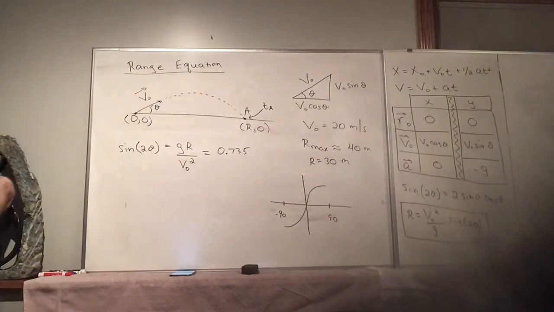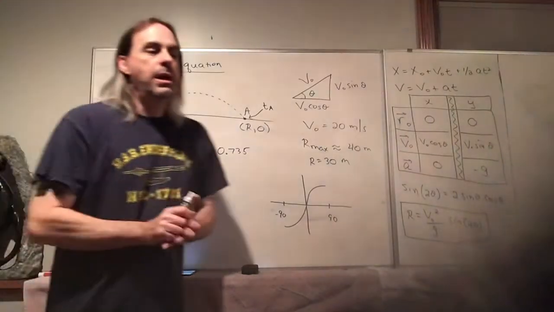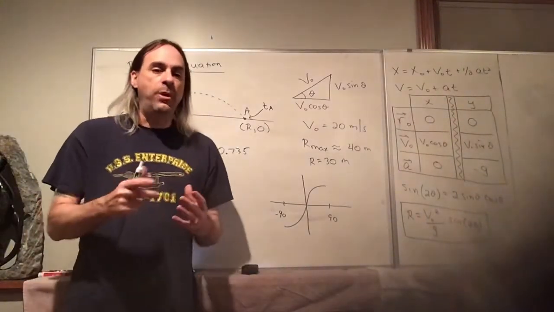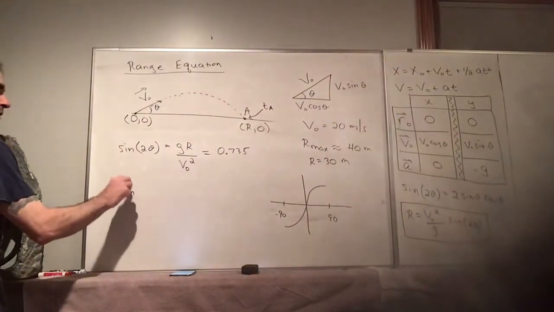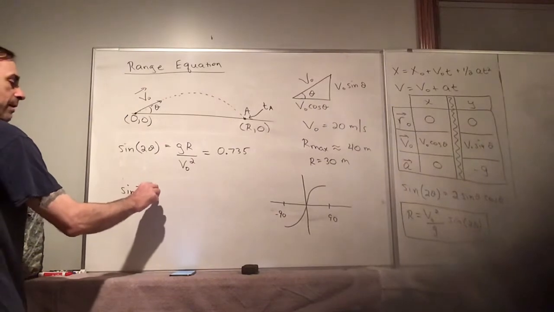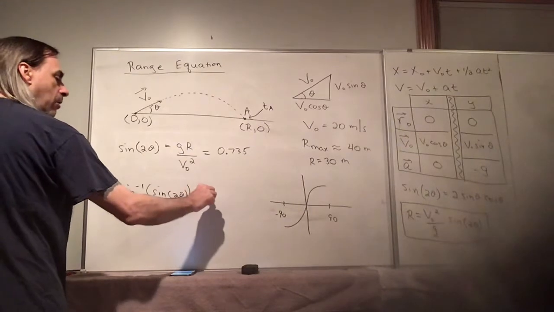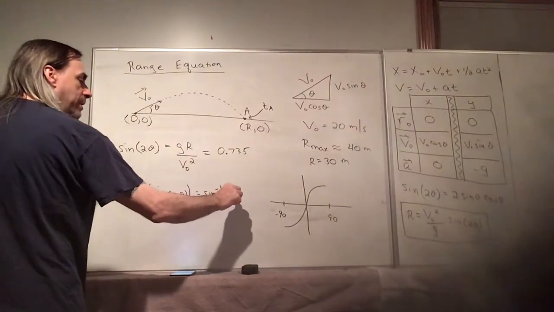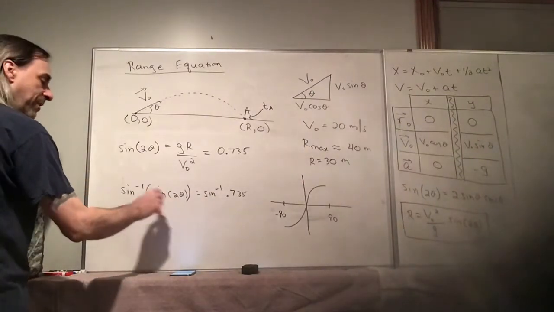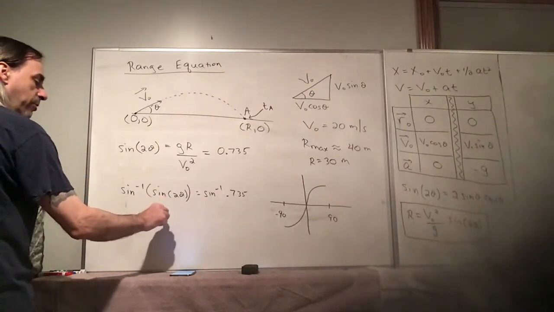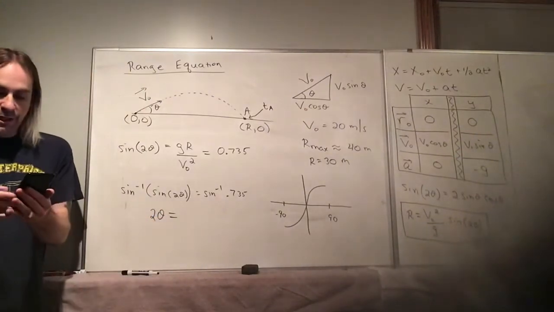So anyways, let's do this. The way to think of it is that sine and inverse sine undo each other. So if we take the inverse sine of both sides of the equation, we'll have the inverse sine of sine of 2 theta equals the inverse sine of 0.735. And then the inverse sine of the sine, those two undo each other. So we get 2 theta is equal to the inverse sine of 0.735.